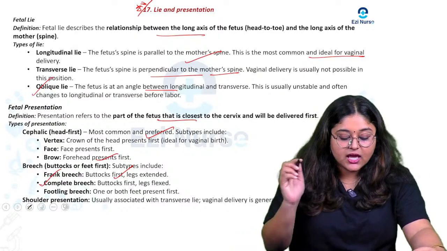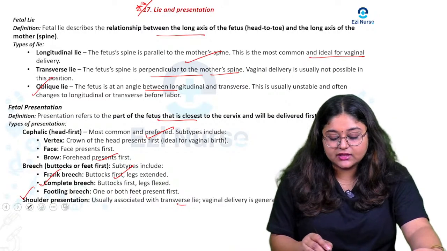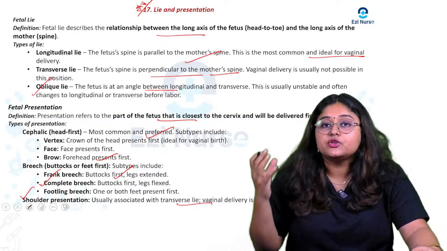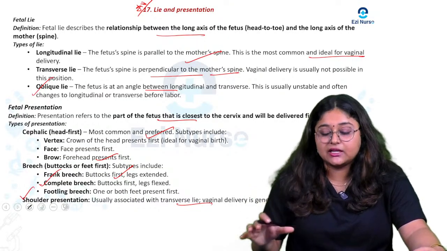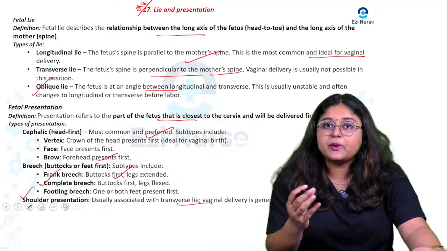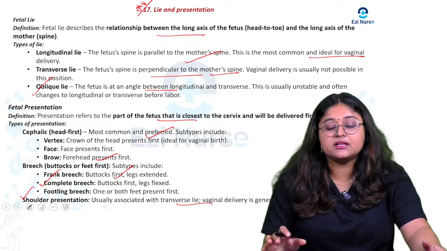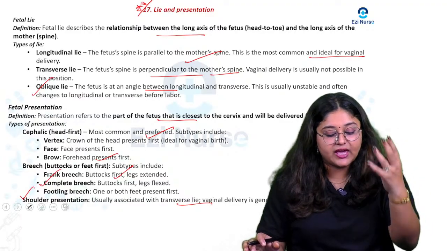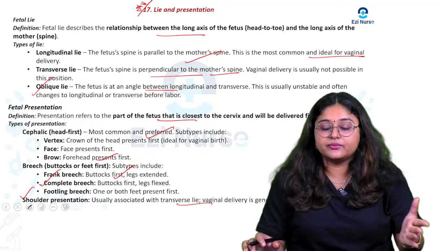Now come to shoulder presentation, when the anterior or posterior shoulder, whichever bony part, presents at the vagina first for delivery. That time it is called a shoulder presentation. So whichever part presents first during delivery, based on that part it is called the presentation. Okay, if face, brow or vertex, it means cephalic presentation.